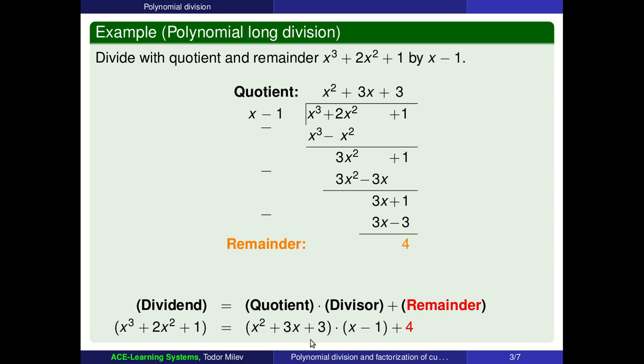So once again, the output of our polynomial long division is to be interpreted in the following way. The dividend equals the quotient times the divisor, the whole thing plus the remainder.